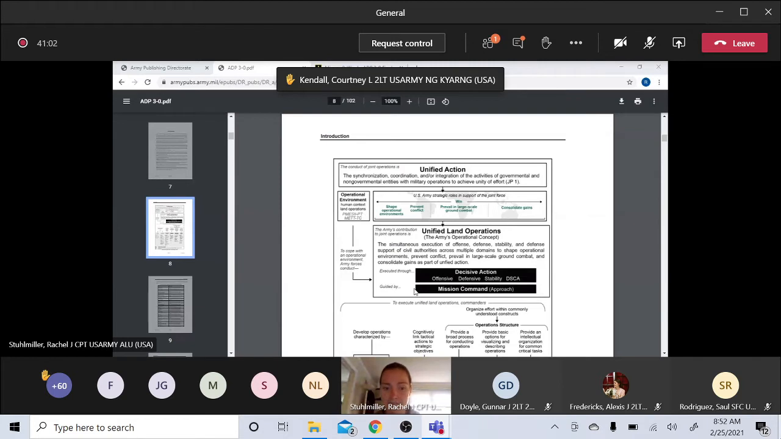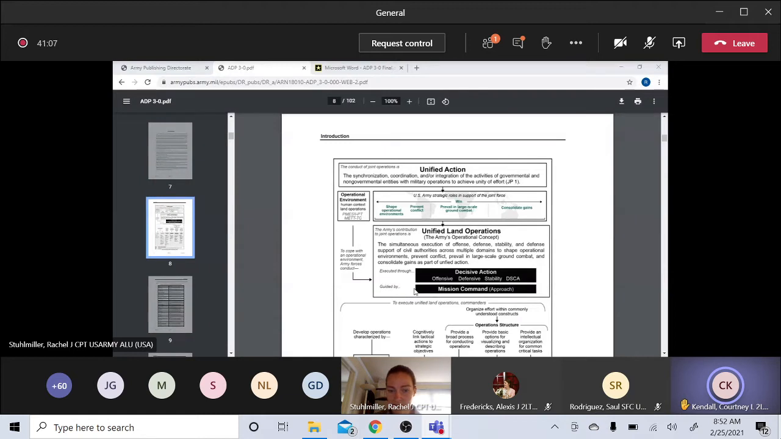Yes, Lieutenant Kendall. Ma'am, isn't mission command also like it syncs all the warfighting functions together? It's all the efforts used to accomplish the mission. Would you say that it falls in place with the warfighting functions? Not that it falls under them, but that it helps synchronize them when you are talking about them. I was going to say guided through mission command. Yeah, I think you're talking about.